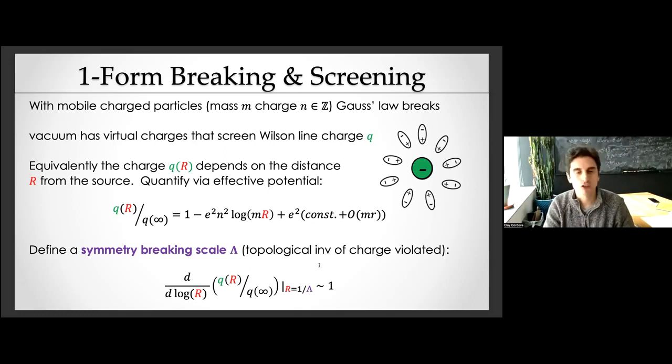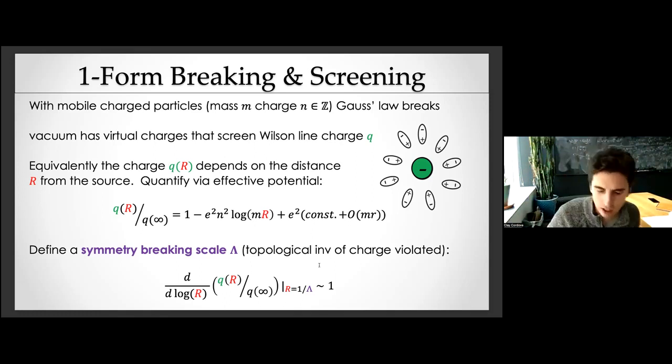Now, of course, you could try to do a similar thing for ordinary symmetry. If you perturbed a Lagrangian by a symmetry violating operator, the scale lambda that you would define this way is just the cutoff suppressing the symmetry violating operator. So this agrees with standard intuition. It's just that I'm doing it for one-form symmetry.